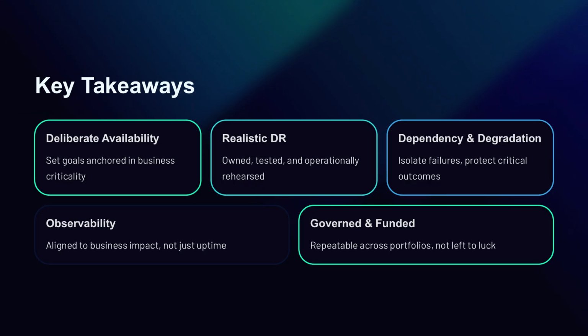Let's now discuss the key takeaways from what you learned so far, so you can design resilient enterprise architecture that leaders can fund and operations can sustain. Resilience is the ability to maintain critical outcomes through failure, and it is achieved through deliberate availability decisions, realistic disaster recovery objectives, dependency resilience, graceful degradation, strong observability aligned to business impact, and supportable operating models. When resilience expectations are governed, measured, and funded, you reduce outage harm, improve recovery confidence, and protect customer trust while increasing long-term delivery velocity.